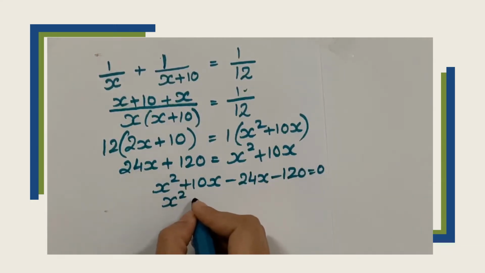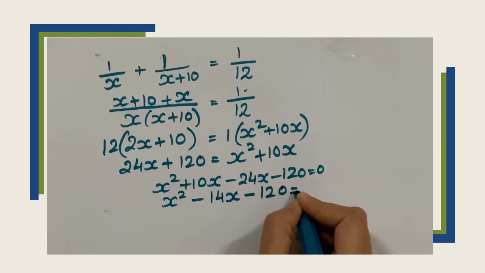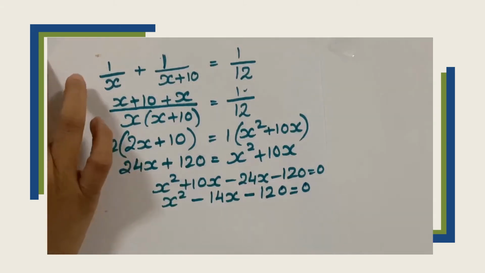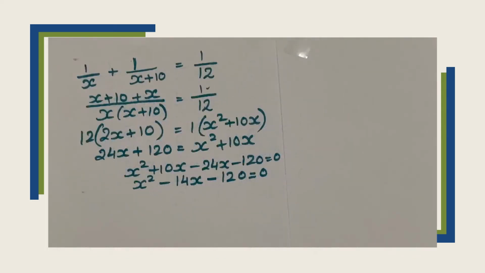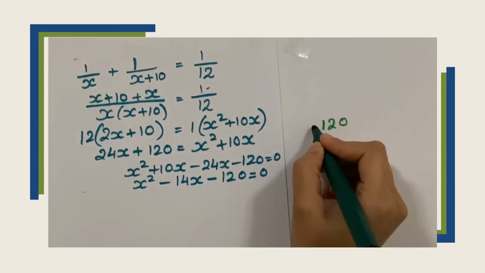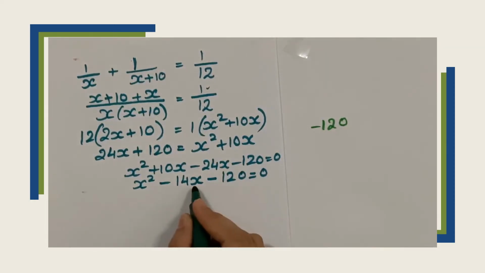And now 10x minus 24x is minus 14x, minus 120 equal to 0. And this equation is of the form ax square plus bx plus c. Let's factorize it. Let's take 120 and factorize it. So the product is minus 120 and we have to get the sum minus 14.